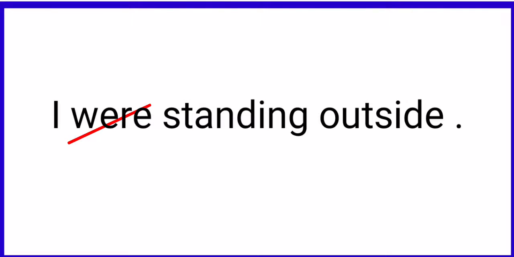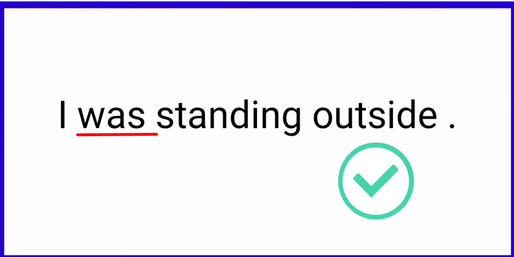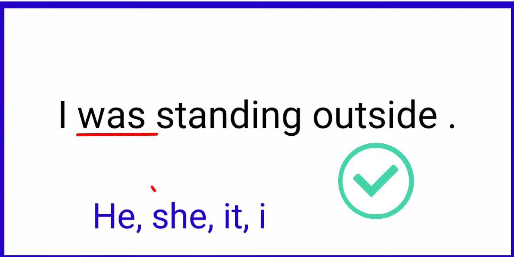Example number 1. I was standing outside. Find the mistake in 5 seconds. The mistake is here, were, because we never use were with I subject. We always use was. The correct sentence is here. I was standing outside. We use was with he, she, it, and I.